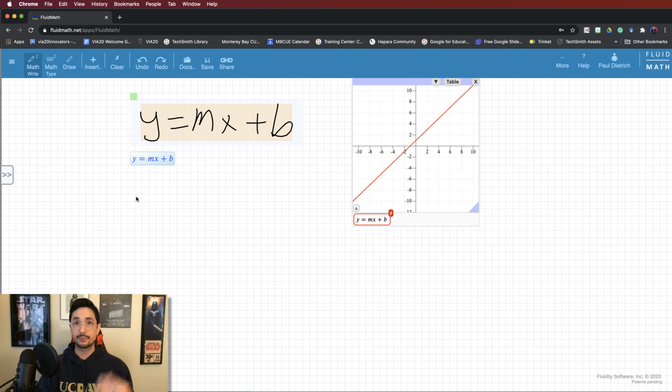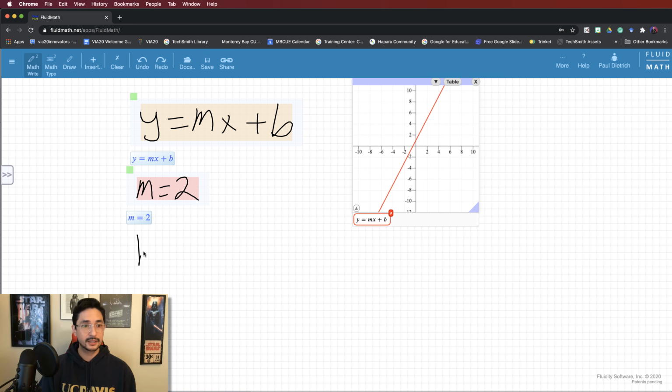I can actually put in values for the slope and the y-intercept. So let's say m equals 2, right? The graph automatically updates. And let's say I let the y-intercept equal, I don't know, -5, and the graph automatically updates. Now here is one of the best parts.